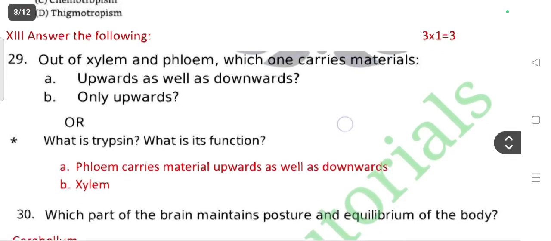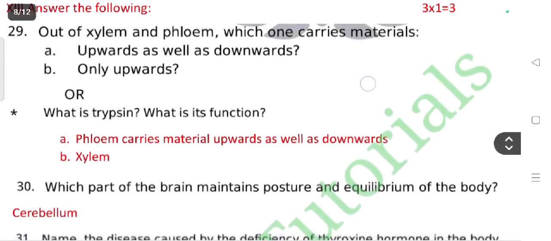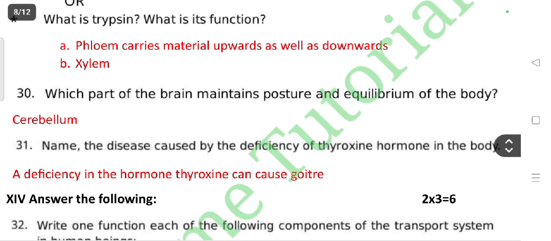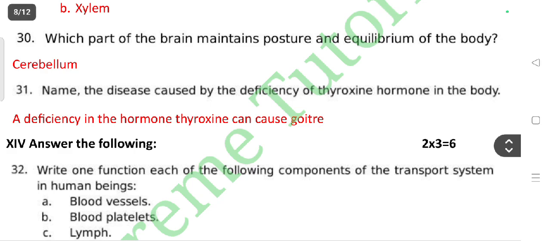Next, three mark question. Out of xylem and phloem, which one carries the materials upward as well as downward? Answer is phloem. For only upward, the answer is xylem. Next question, which part of the brain controls posture and equilibrium of the body? That is the cerebellum. Name the disease caused by the deficiency of the thyroxine hormone. It is goiter.